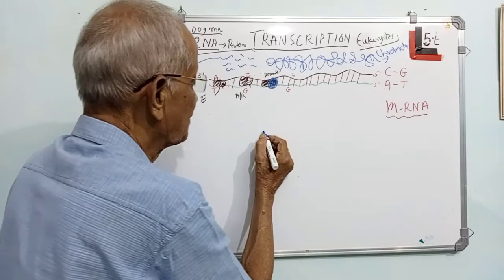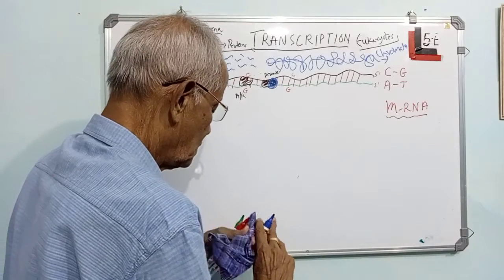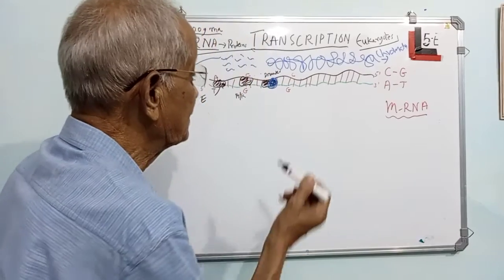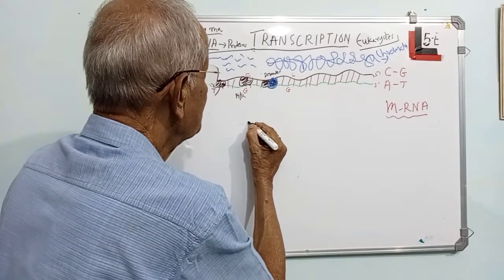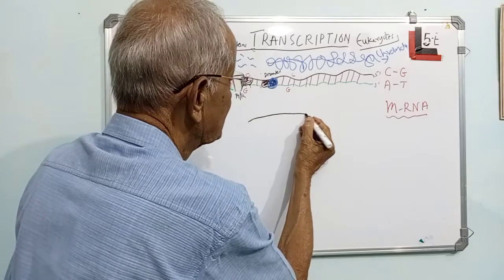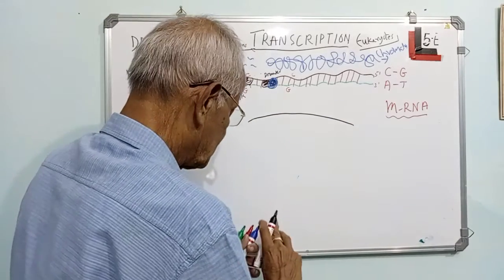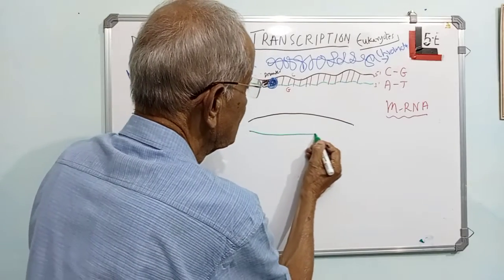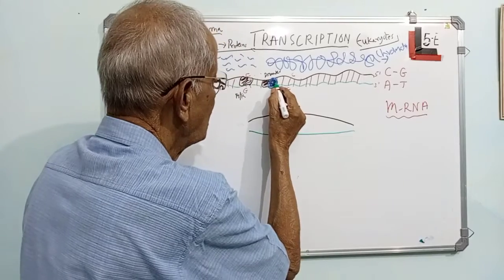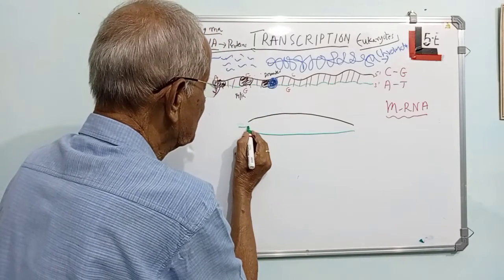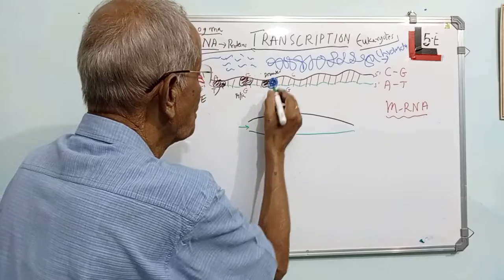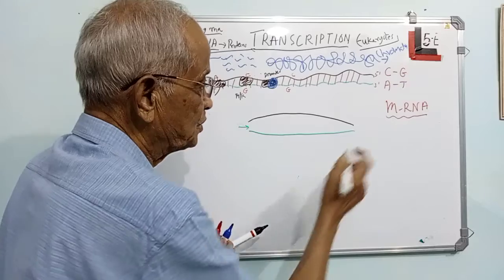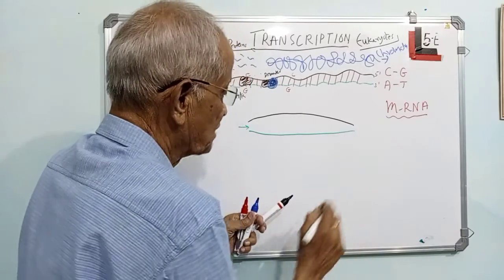When that happens, the strands which we have taken here, this strand now opens up a little bit like that. It opens up like that. The polymerase works on this one and makes the DNA molecule open up. And this may continue. We have taken only a short segment of it.